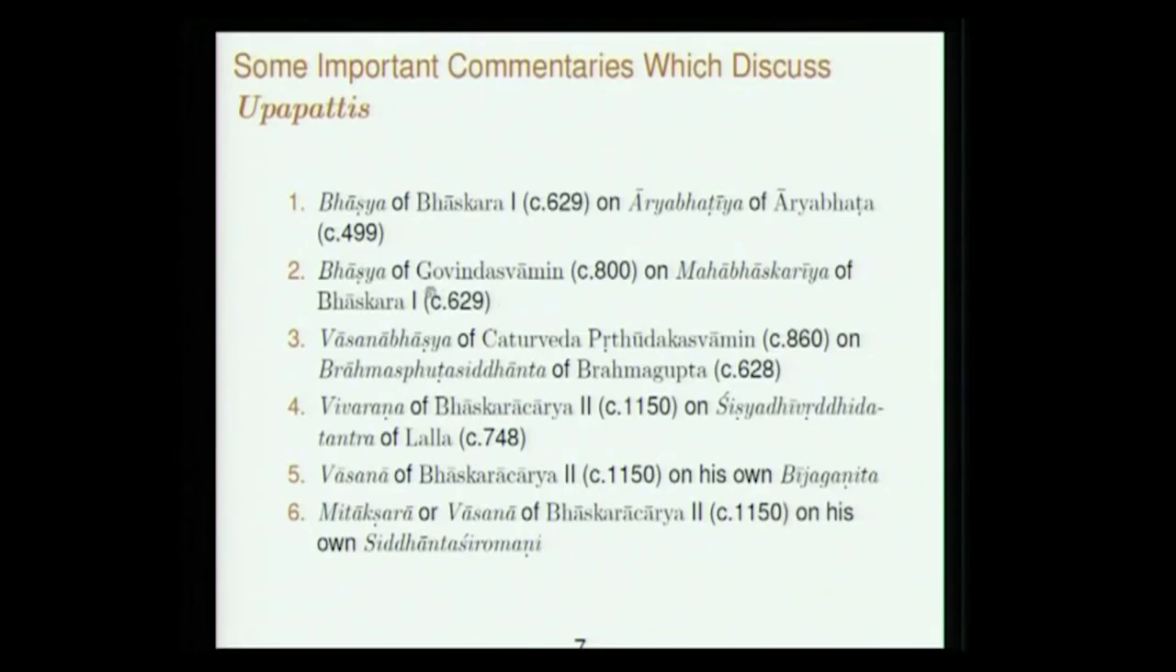So, amongst the published works, there are indeed several books which do contain these upapattis. The first is the Bhashya of Bhaskara on the Aryabhatiya. This contains a few discussions of proofs. The Bhashya of Govinda Swamin on Mahabhaskariya. The Vasana Bhashya of Prthudaka Swamin on Brahmasphuta Siddhanta. This commentary is still not published in entirety, only some sections are available in print.